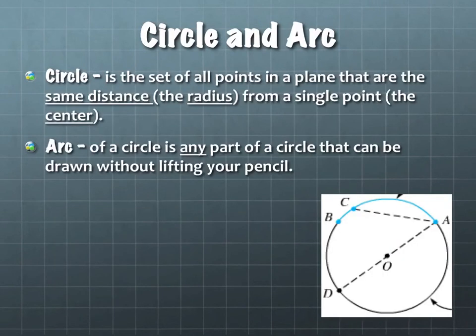A circle is actually the set of all points in a plane that are the same distance. That distance is called the radius. From a single point, that point is called the center.